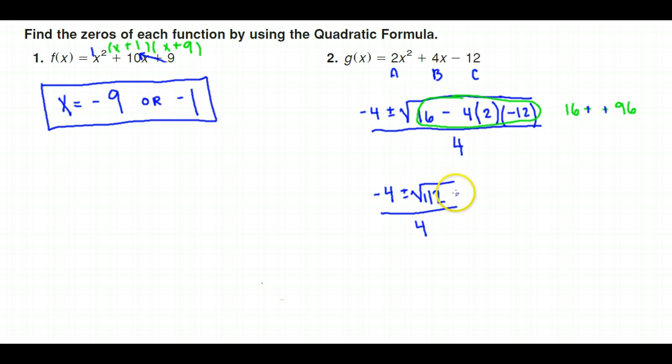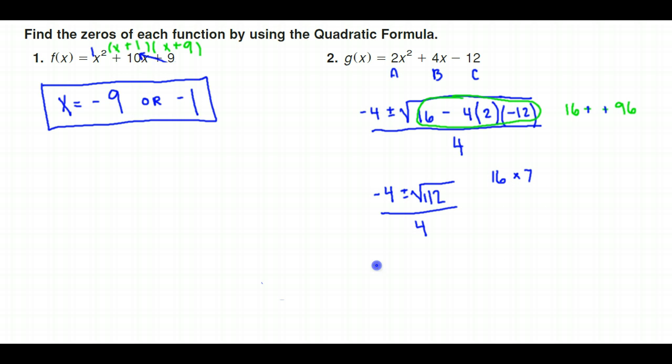Okay, so can I simplify this radical? What are factors of 112? Does 16 or 4 or 9 go into 112? So factors of 112 would be, it's not really obvious, but 16 and 7 are both factors of 112, and 16 is a perfect square.